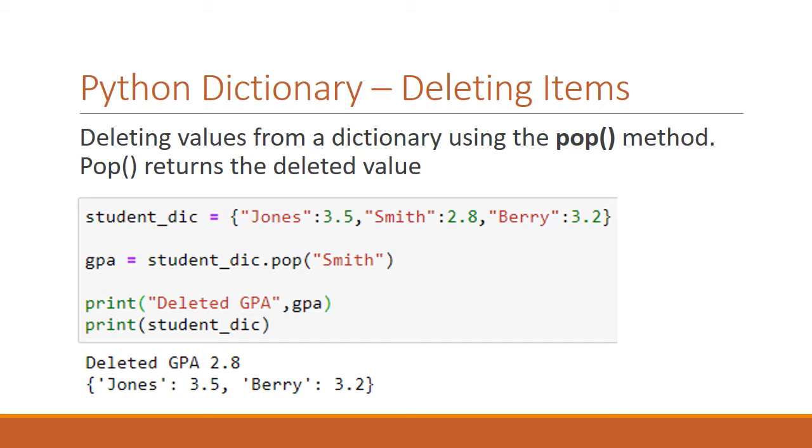So in our example, we have our dictionary of students with their grade point average. We want to delete Smith. If we use the dictionary's pop method, specifying Smith as the key, the pop method will return the value associated with Smith, or 2.8. We can assign that to GPA. Then we can use that and say that our deleted GPA was 2.8. When we print our dictionary, we see that Smith is no longer an item in the dictionary.